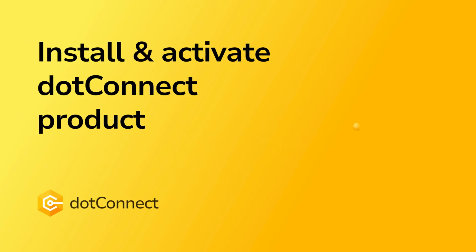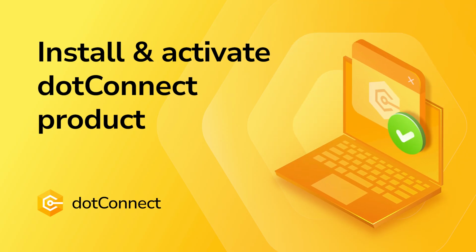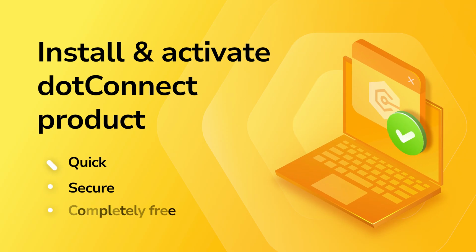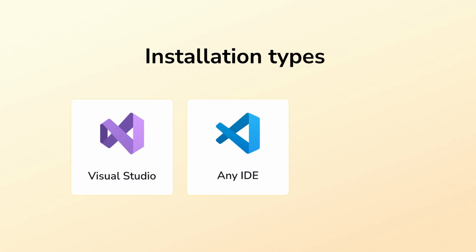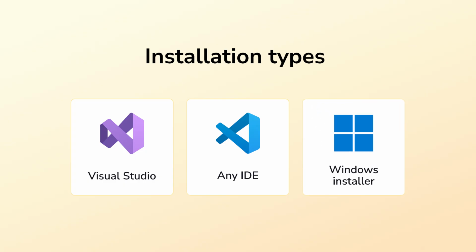To begin using any dotConnect product, a license key is required, including for the free 30-day trial. This process is quick, secure, and completely free. No payment information is needed. You can install dotConnect in several ways: through NuGet in Visual Studio, using the console in any IDE, or with the Windows installer for full Visual Studio integration. Choose the method that best fits your workflow.